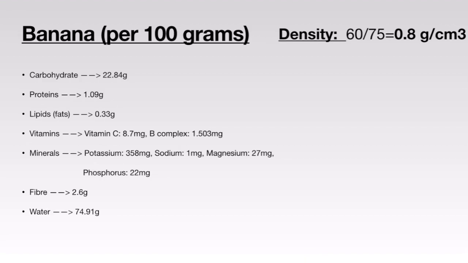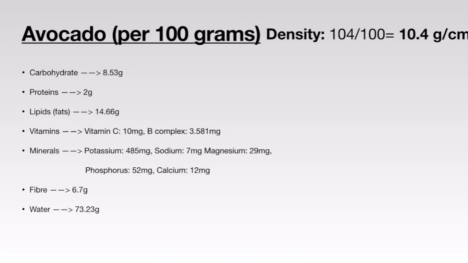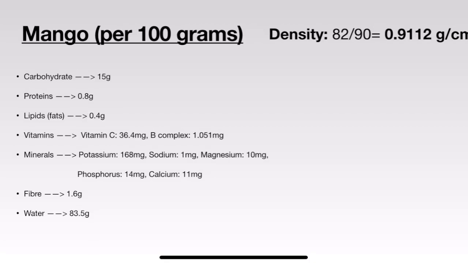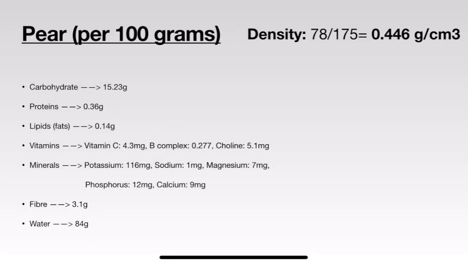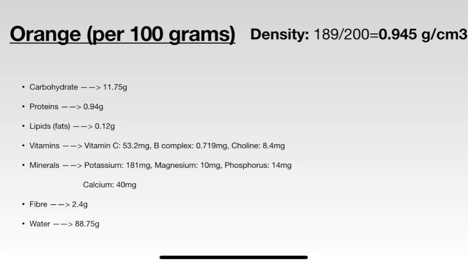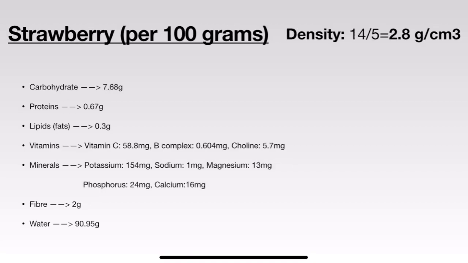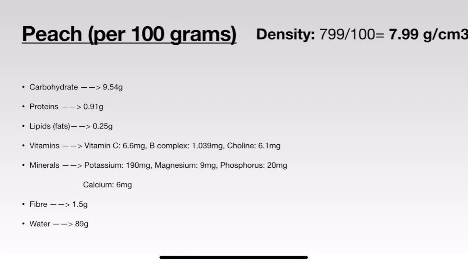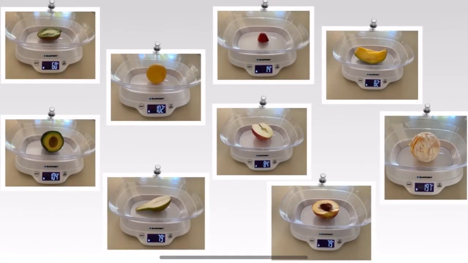Here are the nutrients of each fruit, which is per 100 grams, so the percentage is clearly illustrated. It's the same for all the fruits. Here are some pictures, all the fruits on the mass balance.